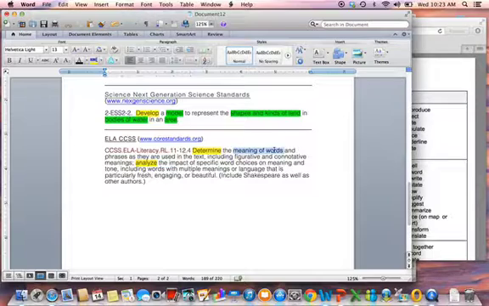So meaning of words is a big idea. Phrases, big idea. Text is a big idea. Figurative and connotative meanings, big idea. And we could go through and find a few more.